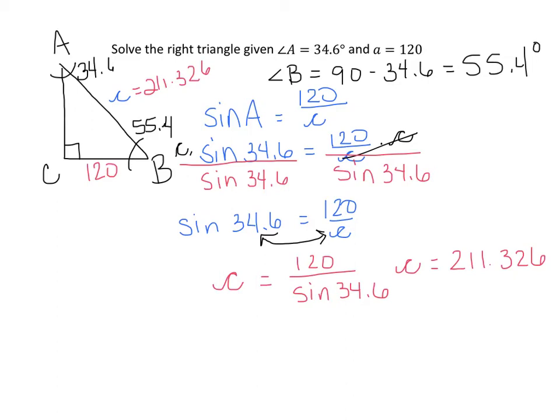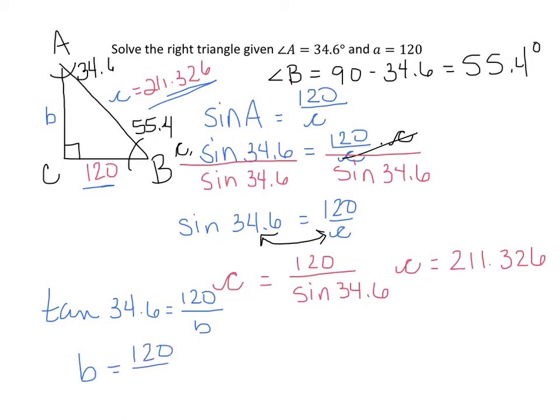To find side B, if I'm given A, I'm not going to use C. C was given to me, or C I had to calculate. Always use what's given. So if I'm using angle A and side A, then I know I have to use the tangent. So the tangent of 34.6 is equal to 120 over B. I'm going to use my same shortcut that I used above and say that B is 120 over the tangent of 34.6.